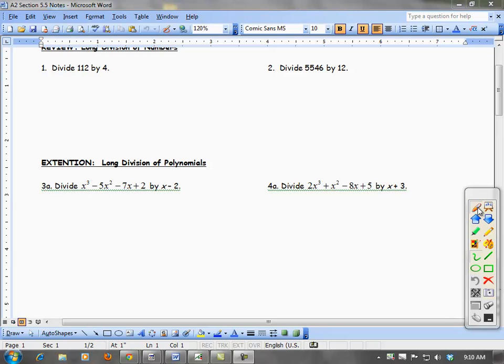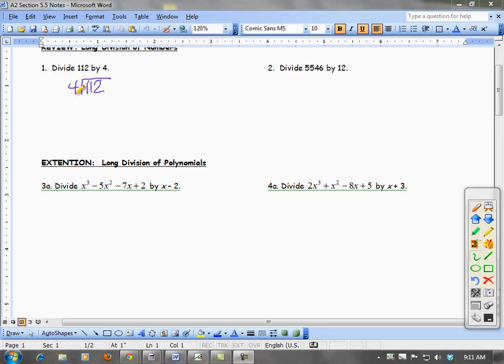So I'm going to walk you back through traditional long division, and I'm going to take you in the same format that we will do with the polynomials for questions 3 and 4. Okay? So here's what we want to do. Take a look at number 1. We want to take 112 and we want to divide it by 4.